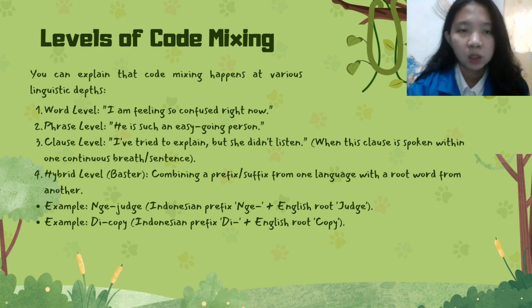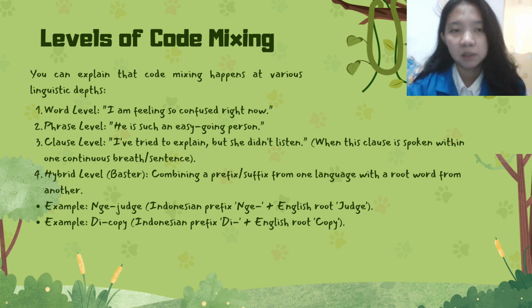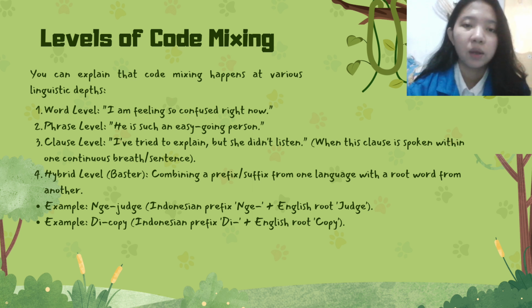I am feeling so confused right now. 2. Phrase level. He is such an easygoing person. And 3. Clause level. I've tried to explain, but she didn't listen. When this clause is spoken within one continuous breath or sentence.